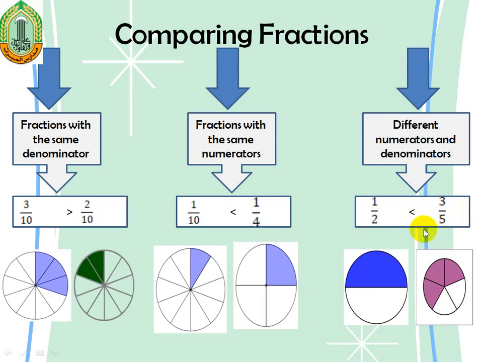In this case, both fractions will have the same denominators but different numerators. Then the one with the greater numerator will be greater. Here 6 over 10 is going to be considered greater than the 5 over 10.